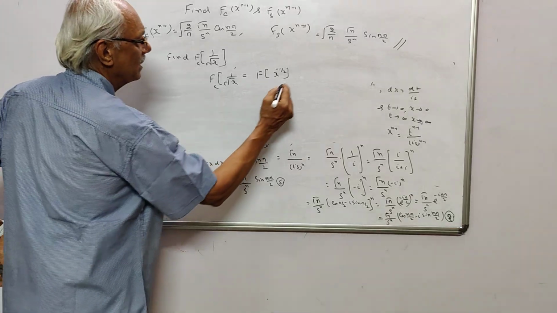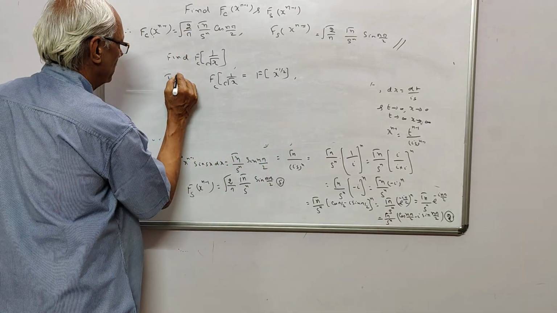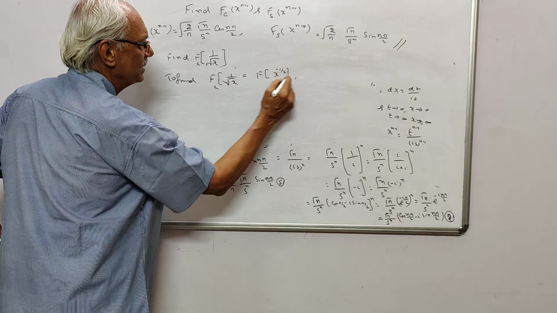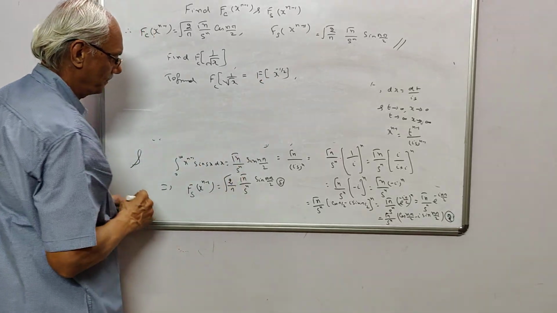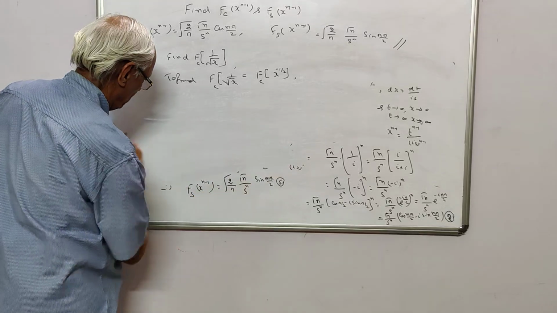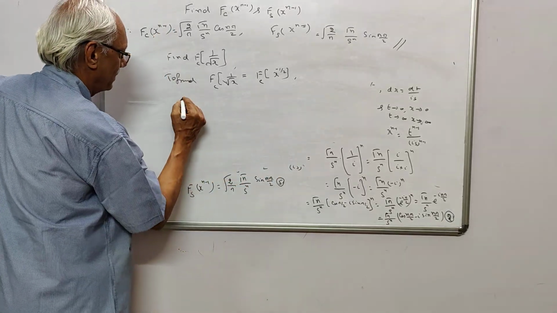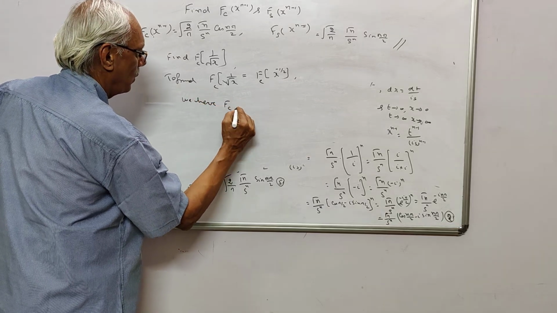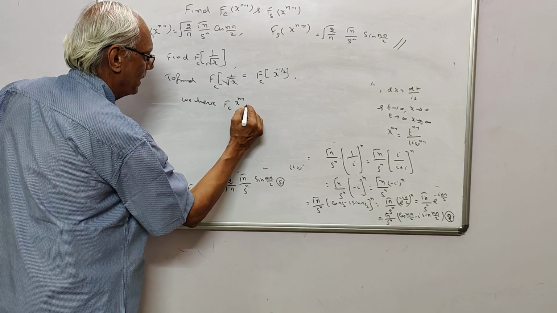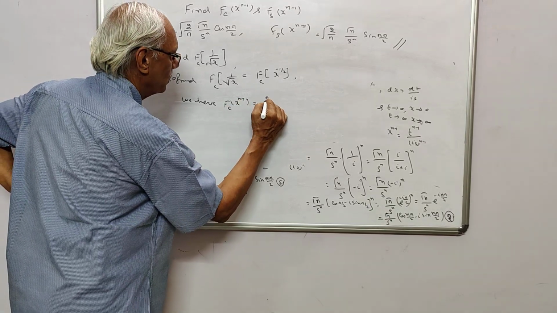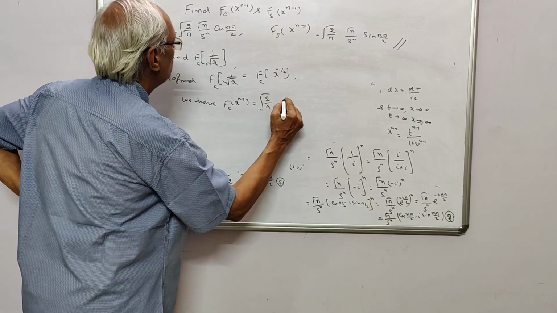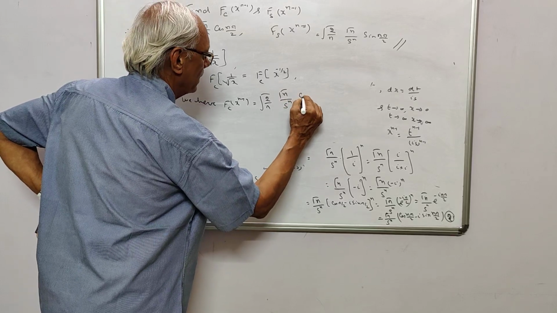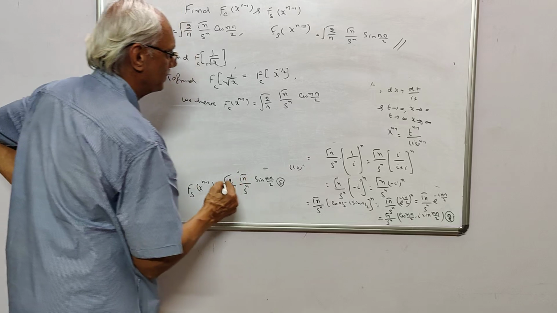Now, this is what I should do. To find Fc of square root of this, which is equal to Fc of this, we have Fc of x to the power of n minus 1 is equal to 2 by pi into gamma of n divided by s to the power of n into cos n pi by 2.